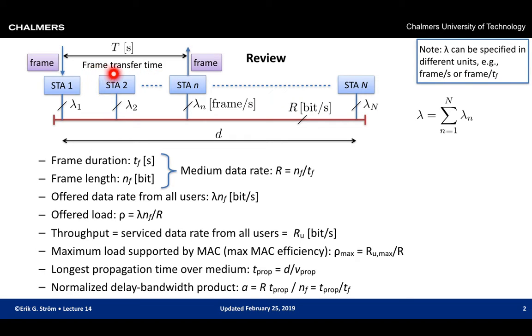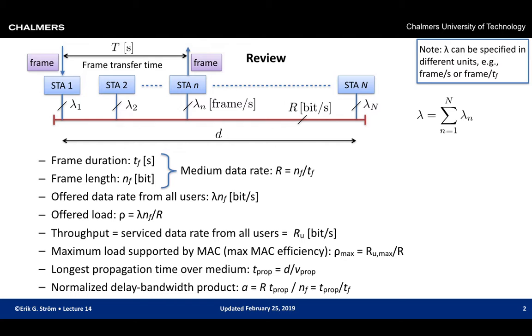And this is typically something which is random. So we would like to control, say, its average value, or that 99% of the frames have a delay which is less than some number or something like that. So the frame transfer time here is something that one would like to control. So that's one aspect of the whole thing.